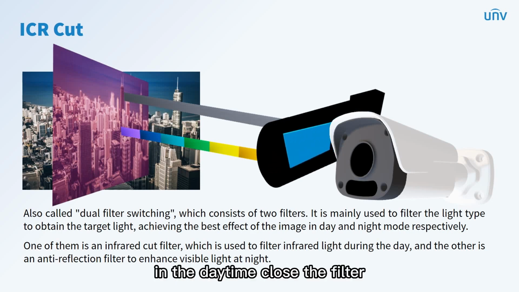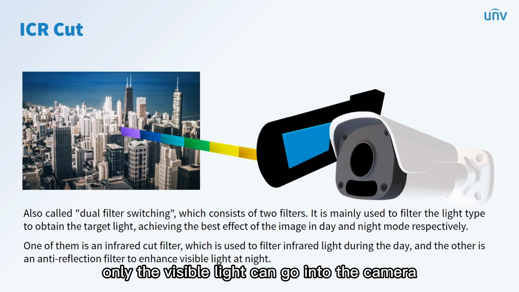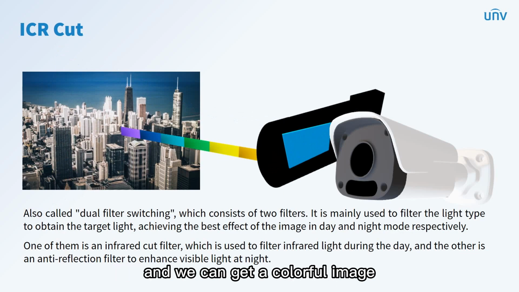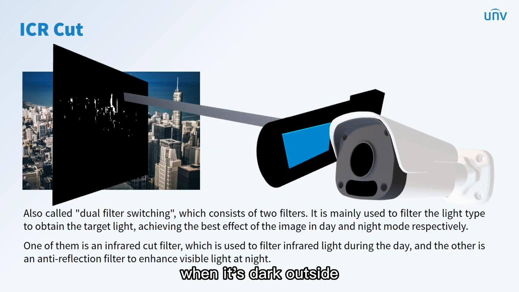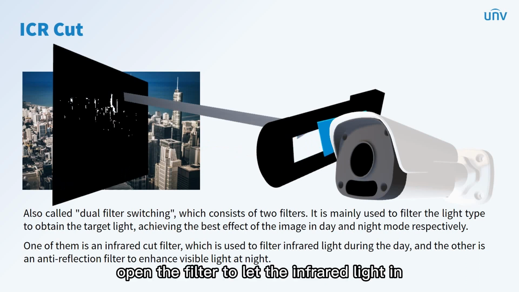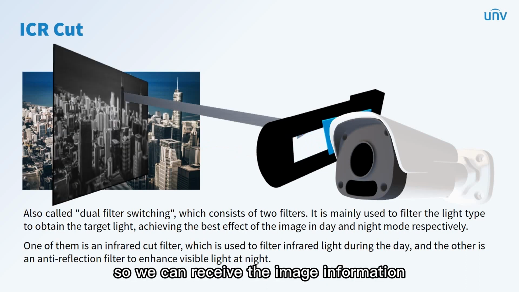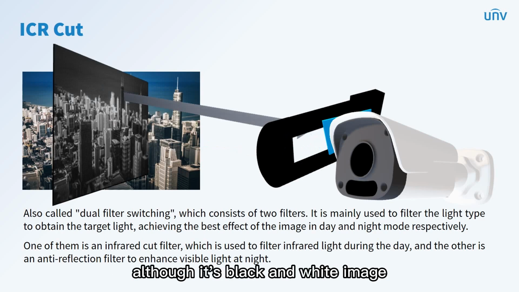In the daytime, close the filter, only the visible light can go into the camera, and we can get a colorful image. When it's dark outside, open the filter to let the infrared light in, so we can receive the image information, although it's a black and white image.